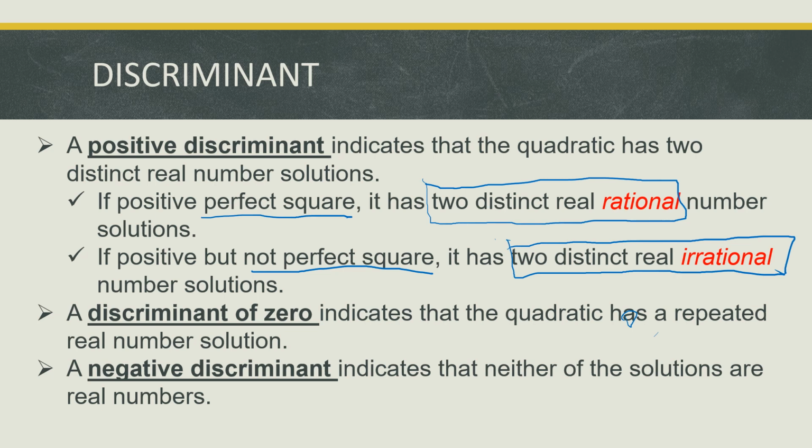The other one is a discriminant of 0. If the discriminant is 0, this indicates that the quadratic has a repeated real number solution, meaning we have two solutions but the same value. And the last one is a negative discriminant. That indicates that neither of the solutions are real numbers, or we have imaginary solutions.